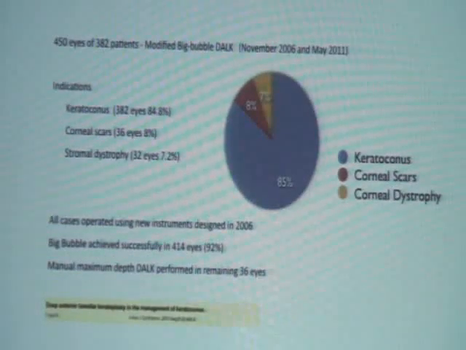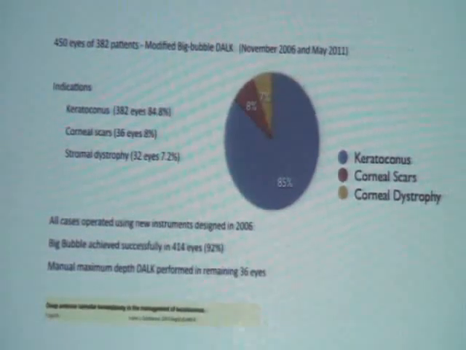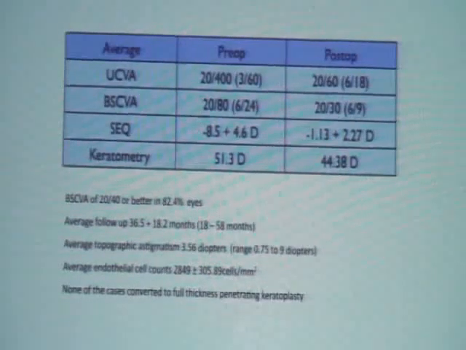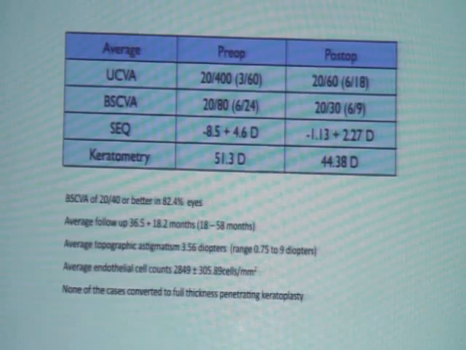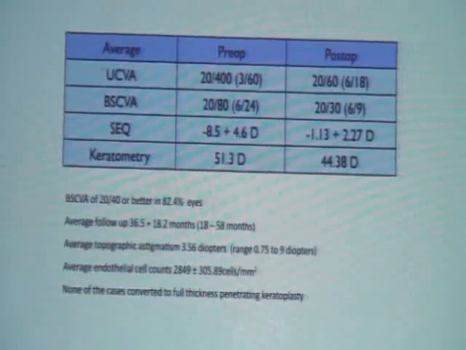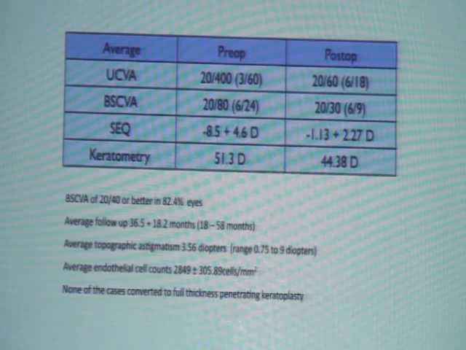Again, in most of our indications, 85% of the cases that we have done DALK have been for keratoconus, and the success rate with the new instruments has been up to almost 92%. The outcome, the unaided vision has been about 6/18 and best corrected vision of 6/9, and the average astigmatism has been in the range of about 3.5 to 4 diopters, ranging from 0.75 to 9 diopters.